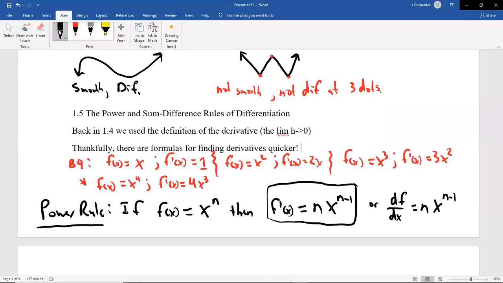You will use this without exaggeration 500 to 1,000 times this semester. That's not exaggeration. If you don't learn this rule right now, you will fail this class. You cannot pass this class without the power rule. There's absolutely no way. You will use it over and over again.